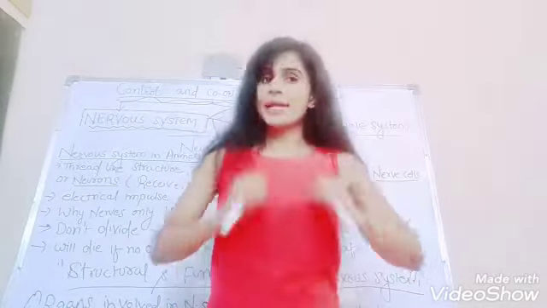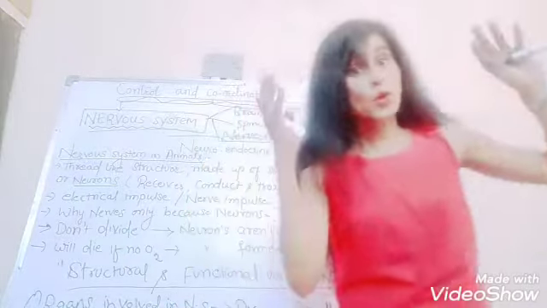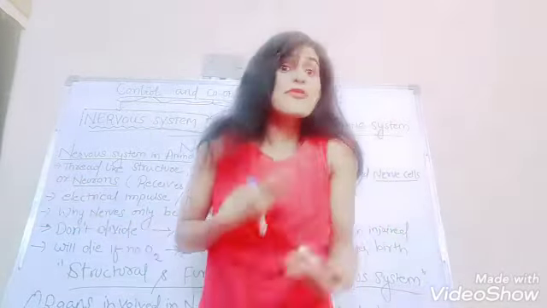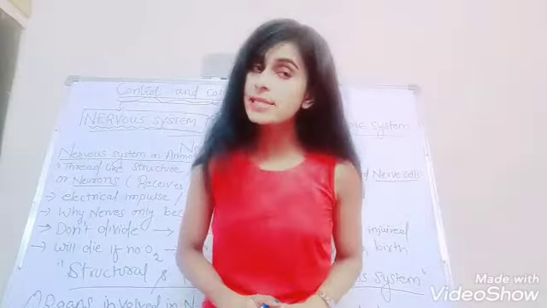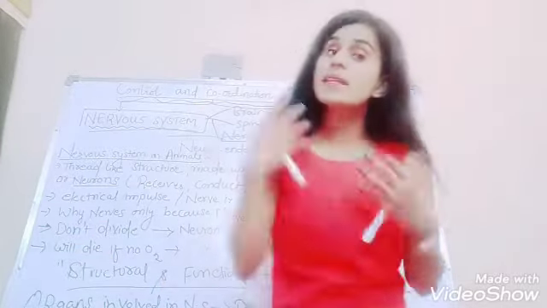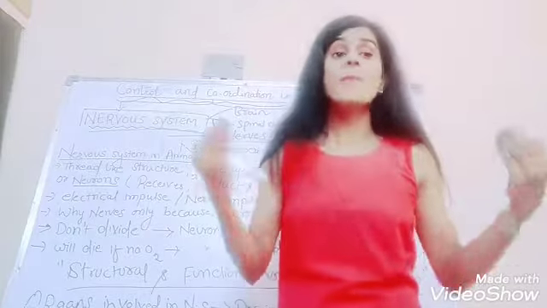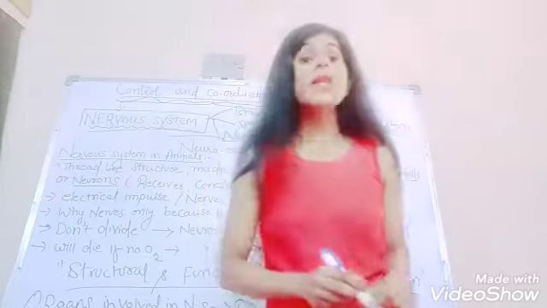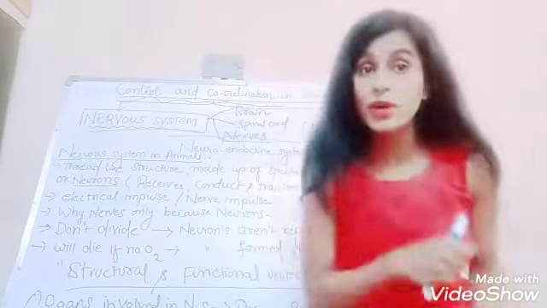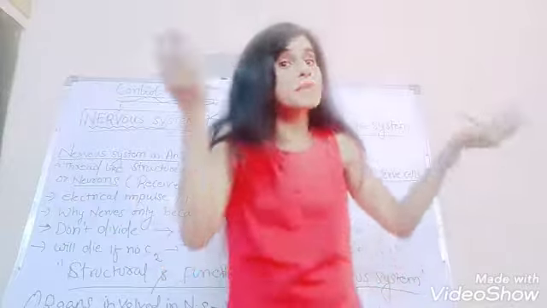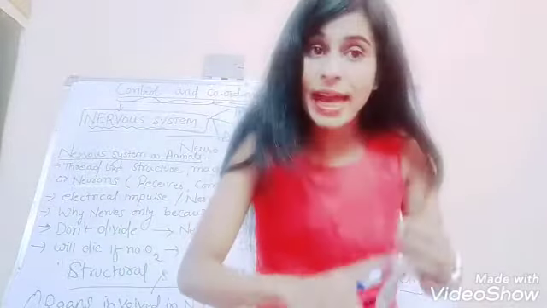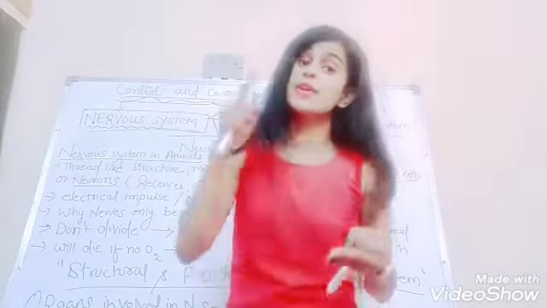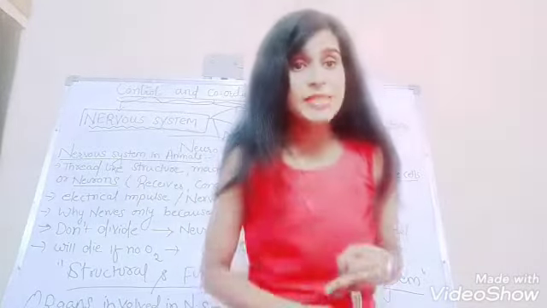Since we know that every organ in our body is made up of cells, then of course nerves are also made up of cells. No doubt in it. So these nerves are also made up of cells and those are called nerve cells or neurons. So what are neurons, guys? These are nothing but nerve cells which form the nerves. So nerves are thread-like structures, nerves are made up of cells, and those cells are called nerve cells or neurons.